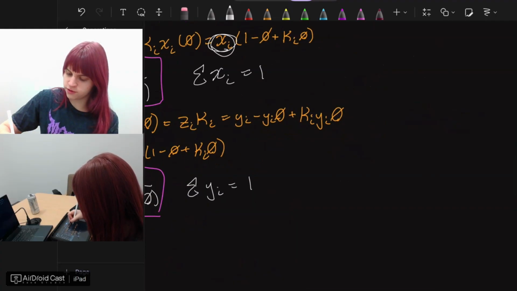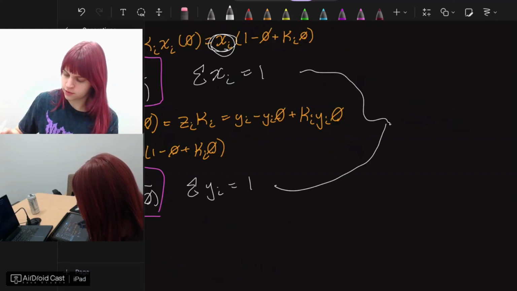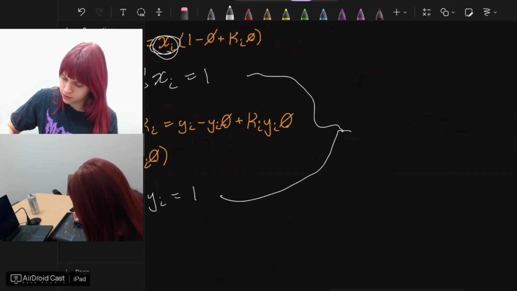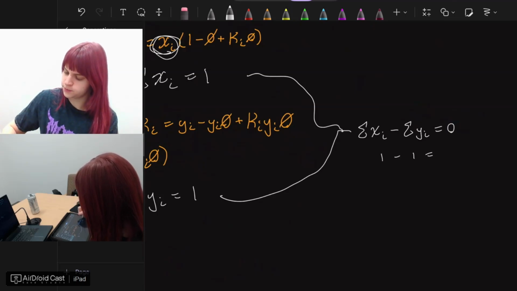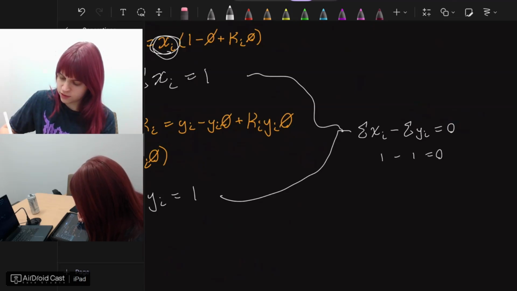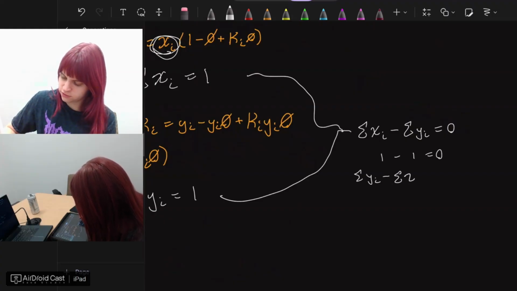Therefore, we can also say that the summation of xi minus the summation of yi is equal to 0 because that's 1 minus 1. And the same thing is true, it doesn't matter if you put yi first, it's still 1 minus 1.